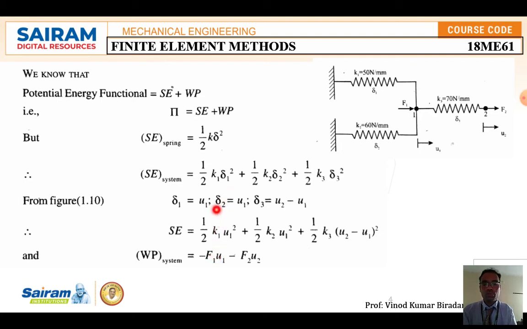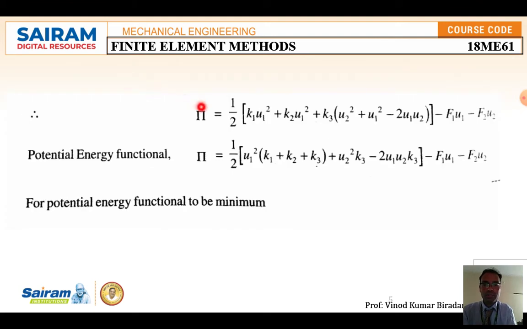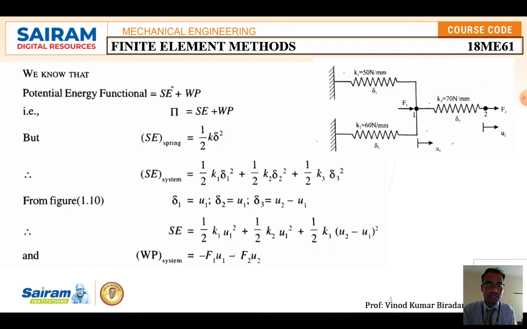Once you have calculated the work potential and the strain energy of the given system, substitute these two equations into the potential energy equation, the first equation. If you substitute, pi is equal to half of the terms, and you are going to get an equation like this.